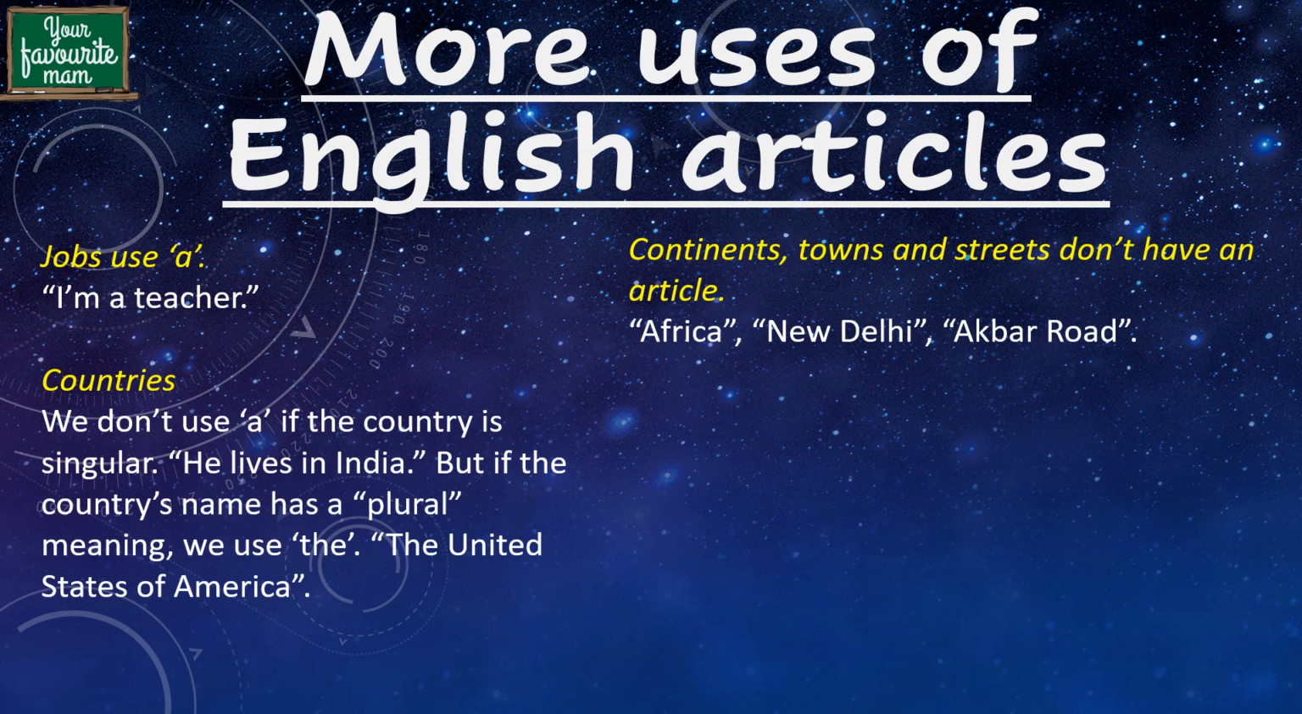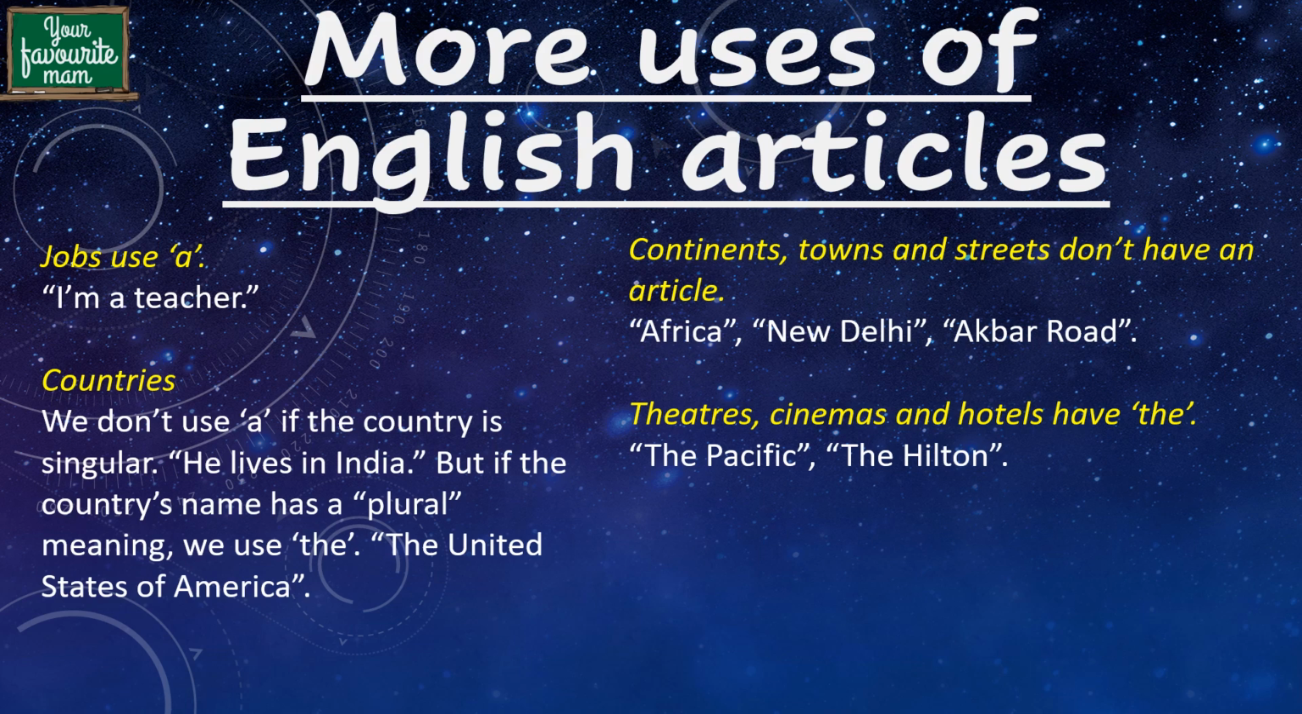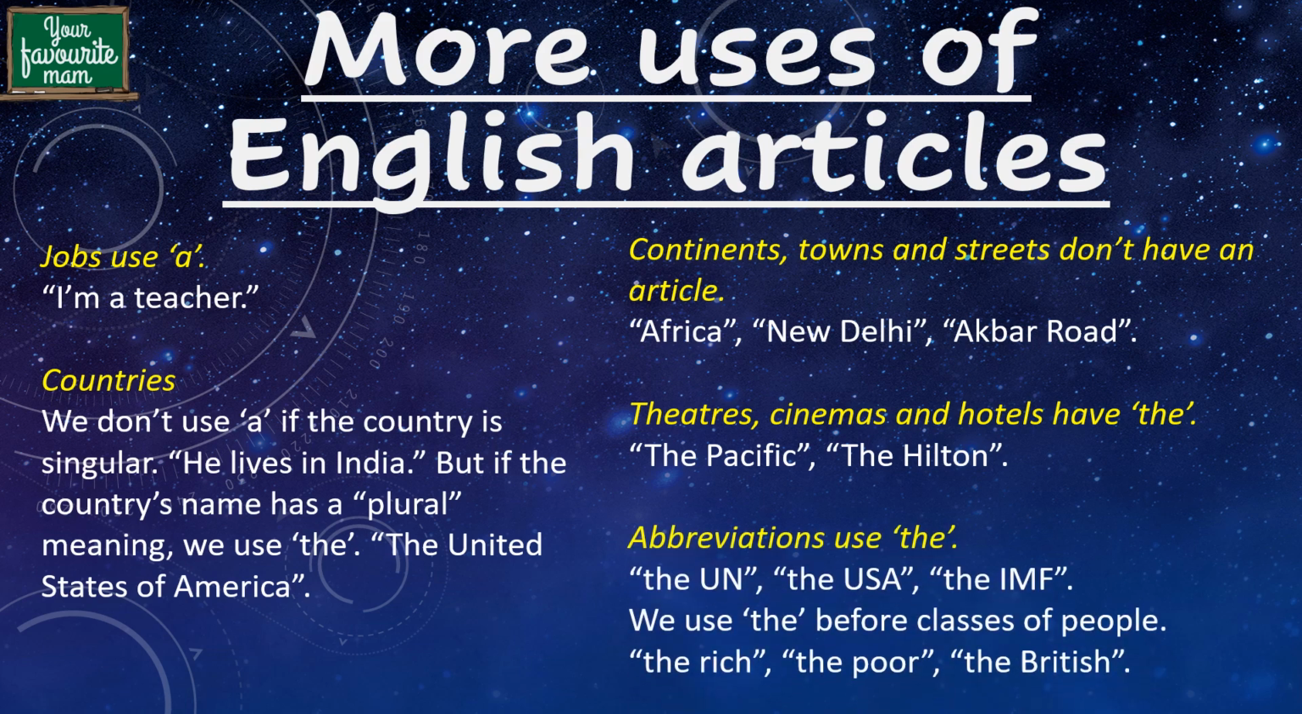For the names of continents, towns and streets, we do not use an article, like Africa or New Delhi or Akbar Road. So we will not say I live in the New Delhi. I will say I live in New Delhi. For the names of theatres, cinemas and hotels, they always have the before them, like the Pacific or the Hilton. Abbreviations use the, like the UN, the USA. We use the before classes of people also, like the rich, the poor, the French, the British, etc.